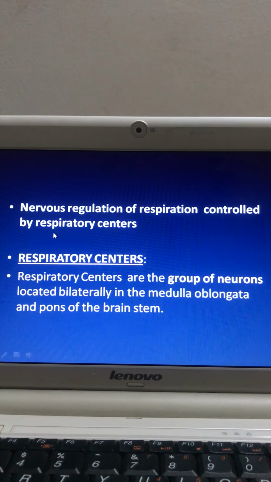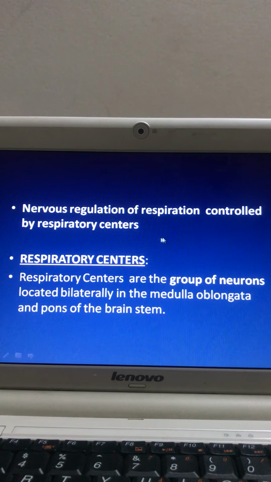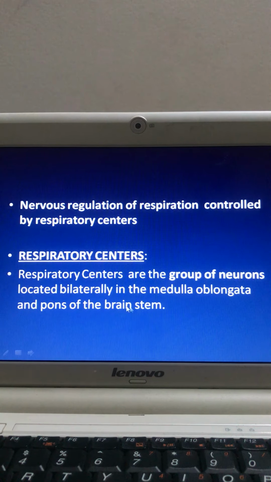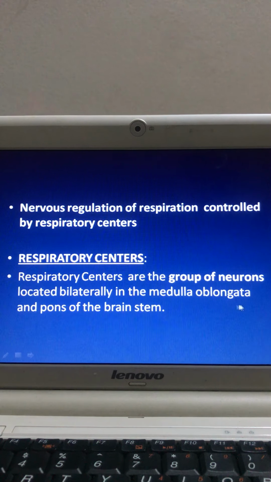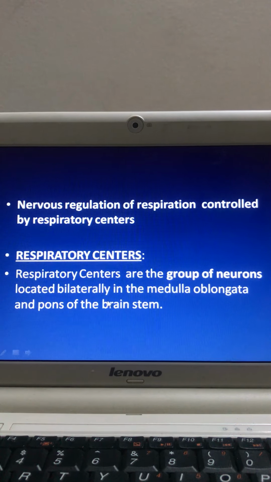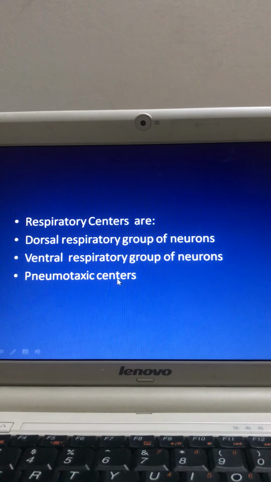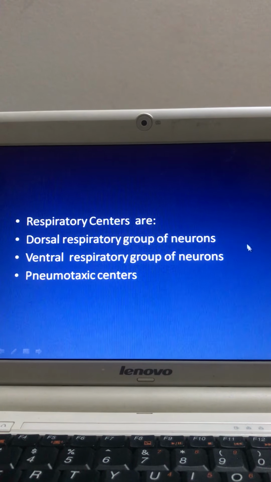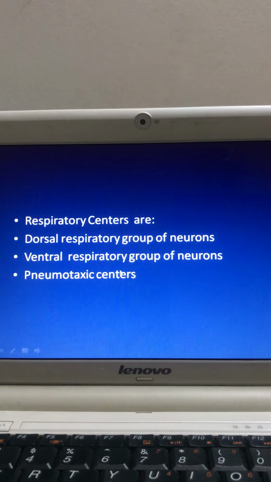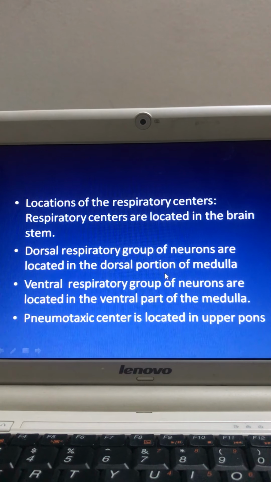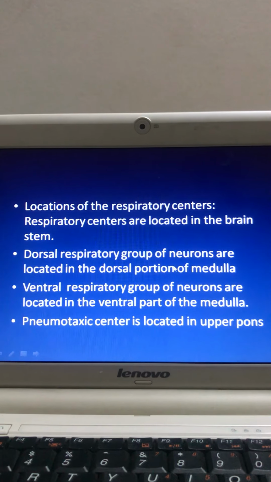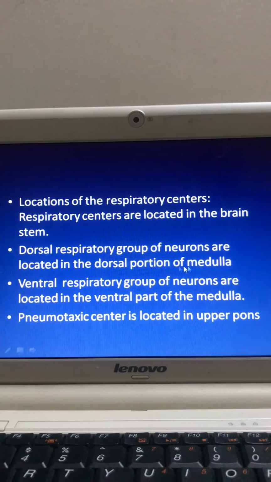Now nervous regulation is controlled by the respiratory center. What is the respiratory center? Respiratory centers are groups of neurons located bilaterally in the medulla oblongata and the pons of the brainstem. Now the names of the respiratory centers: dorsal respiratory group of neurons, ventral respiratory group of neurons, and pneumotaxic center. Now the location of the respiratory center. Respiratory centers are located in the brainstem, that is, in the medulla and pons.